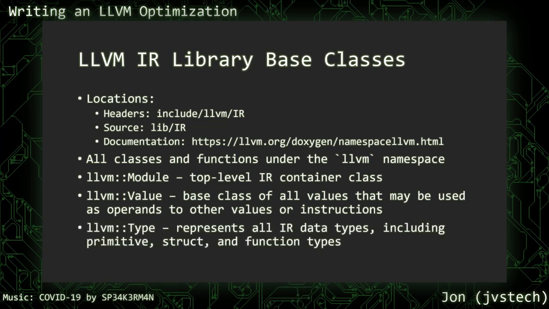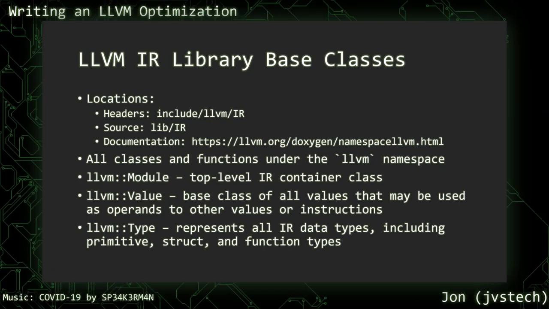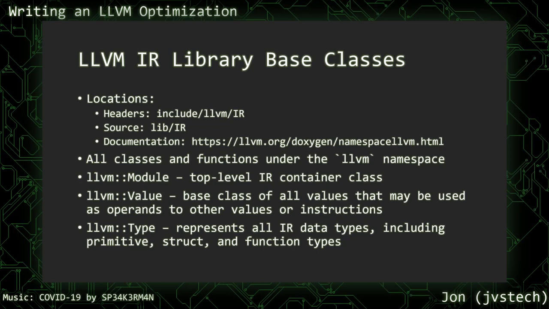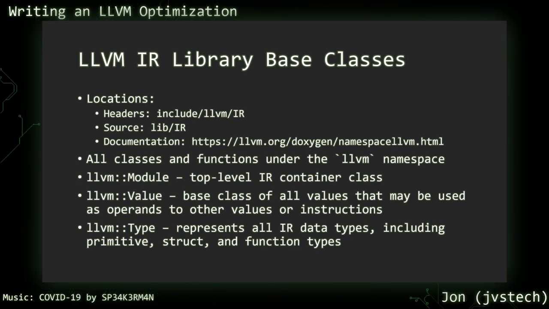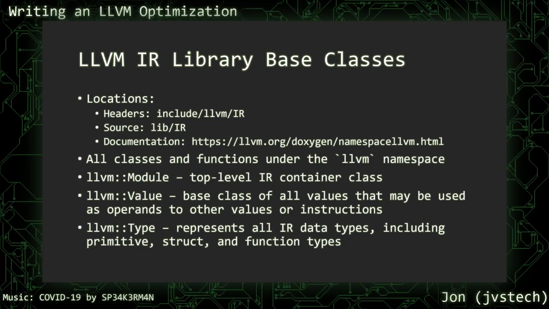The type class is similar to the value class, except it's the base for all data types as opposed to data values. While value could be thought of as a variable, type is just that. The type of the variable. Like the module class, type does not inherit from value. However, every value has a type associated with it.